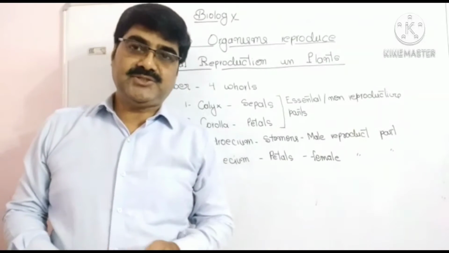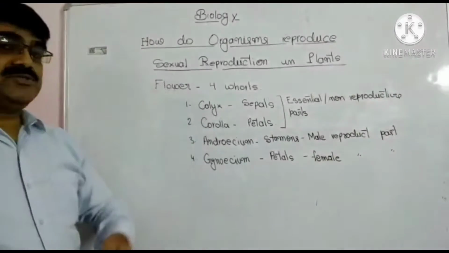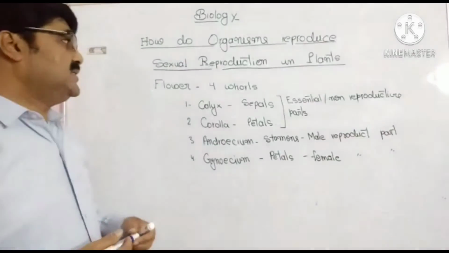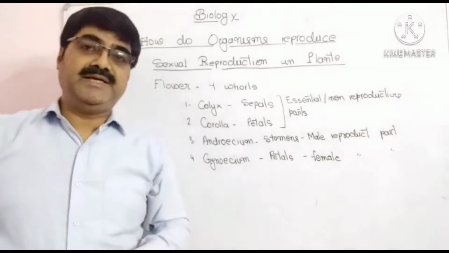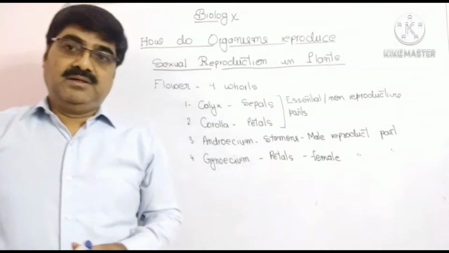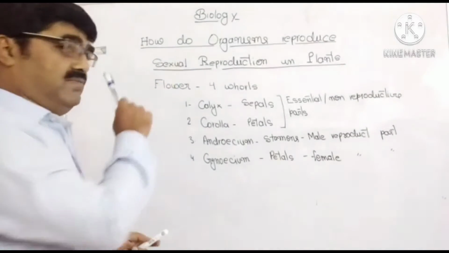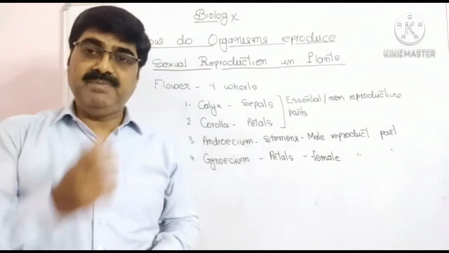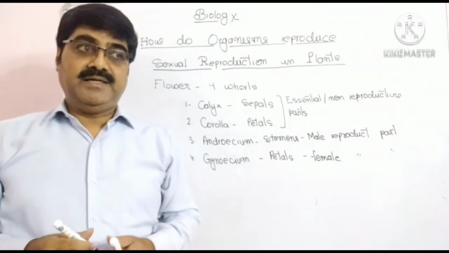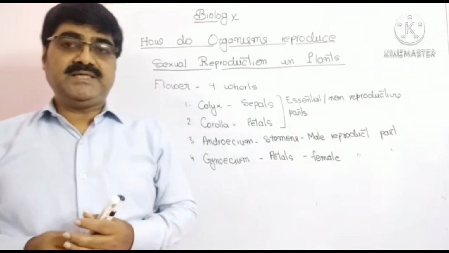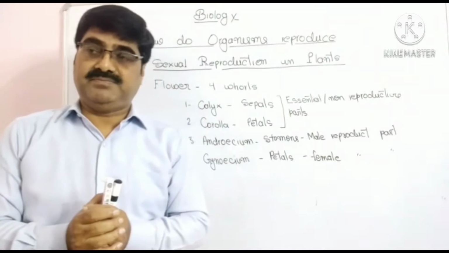Good morning students, and today in this video we are going to discuss sexual reproduction in plants. बच्चों, in plants the main reproductive organ is the flower. Flower is the main reproductive organ, and first we shall discuss the structure of the flower.